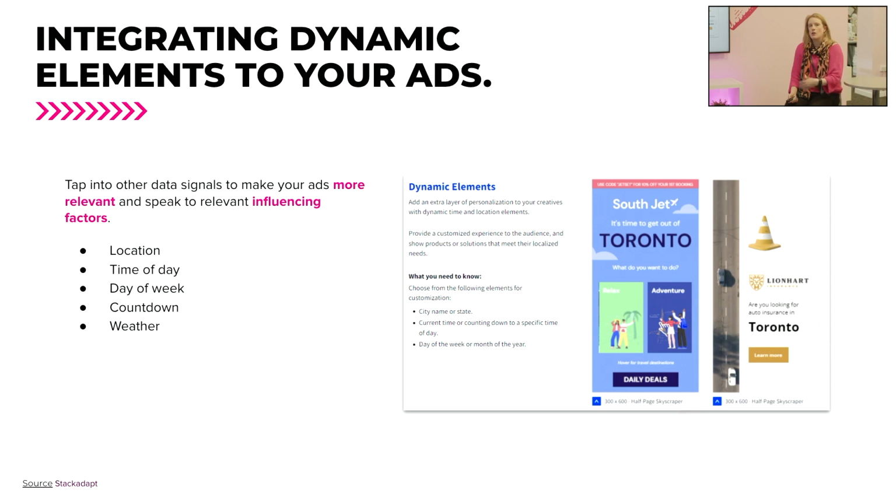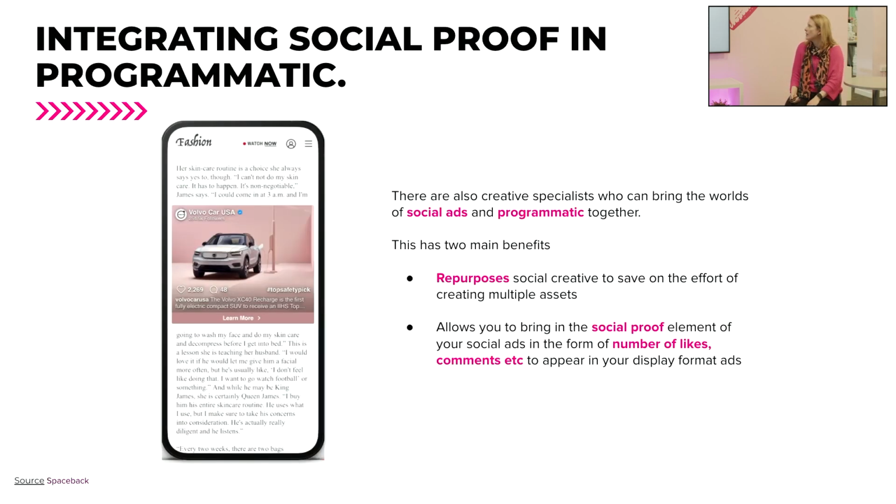We can actually integrate that not only into whether we show ads, but also what we're saying in those ads as well. And this is, I think, a really interesting one. So this is social proofing within programmatic. As I mentioned earlier, one of the reasons why social works so well is because there's an opportunity for people to share their opinions, ideas, liking ads or content that they see on social channels.